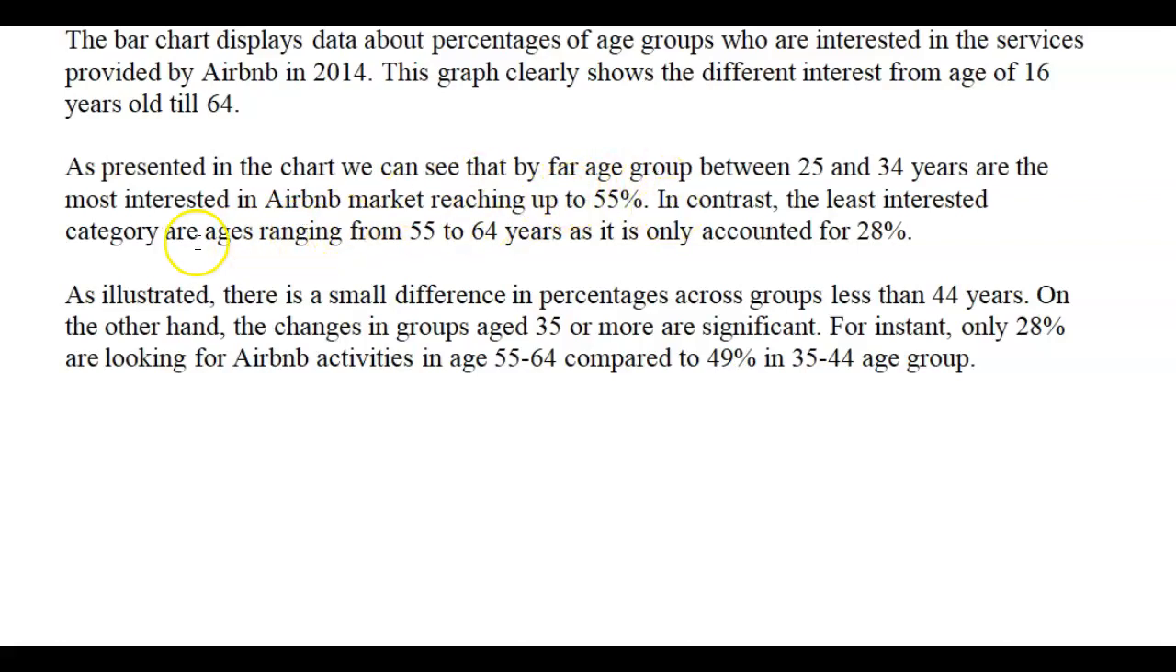Okay, here you've got some awkwardness. So the age group between 25 and 34 years is the most interested in Airbnb at 55. You don't need to say reaching up to because there's no motion here. There's no action. It's just like a snapshot of some figures at that time. So no motion, no verbs of motion here. Just at would have been perfect here.